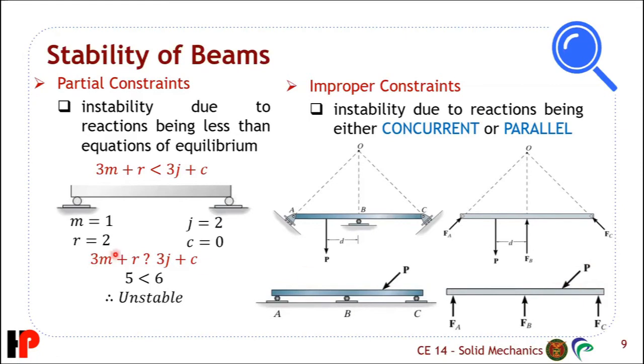So if 3M plus R is less than 3J plus C, unstable siya due to proper partial constraints. Pero hindi porket equal sila, proper na yung constraint. Kapag equal, you have to check if concurrent ba yung reactions or parallel. So that would also cause instability.